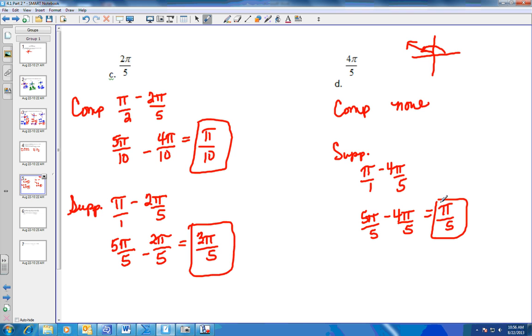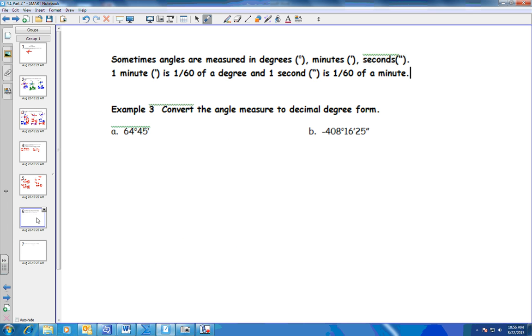Okay. The last thing we're going to do is probably the easiest part of your assignment. Sometimes angles, when they're measured in degrees, are broken down even further. They can be measured in degrees, minutes, seconds. I always think of degrees, minutes, seconds just like you would time: instead of hours, minutes, seconds, it's degrees, minutes, seconds. They break it down the same way.